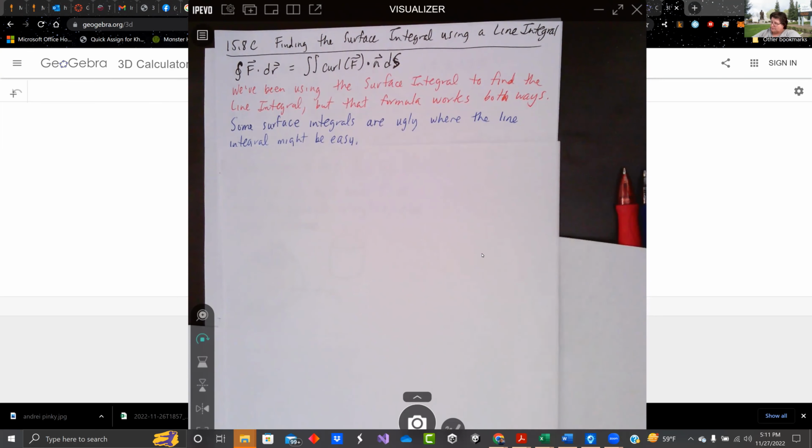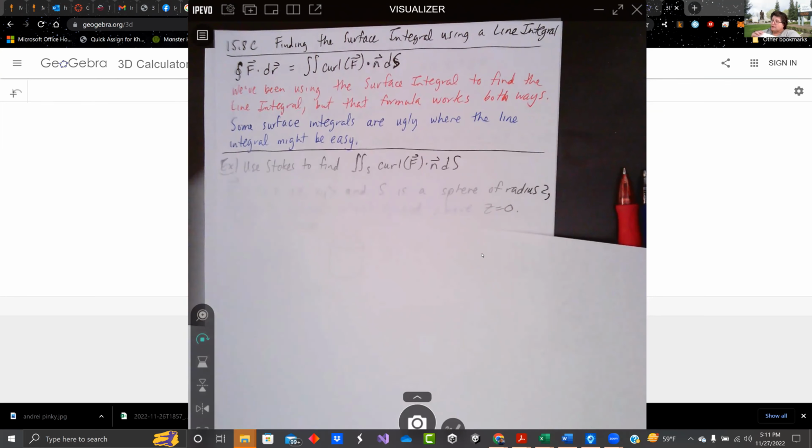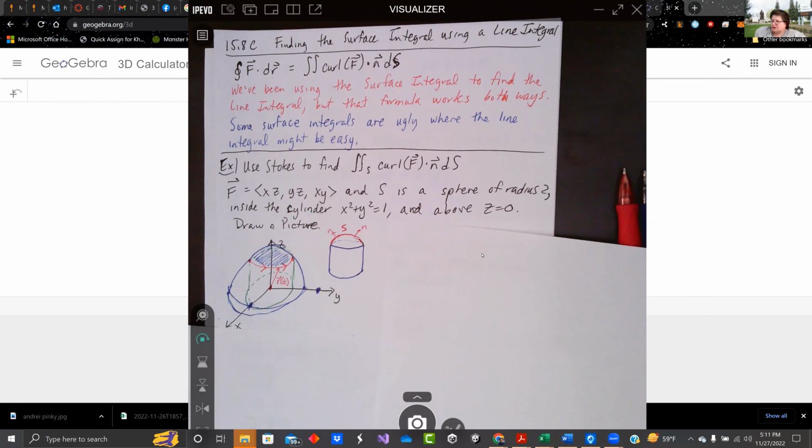So for this example, we're going to use Stokes' theorem to find the integral of the curl of F dot n dS, where F has xz in the i direction, yz in the j direction, and xy in the k direction. And S is the part of the sphere of radius 2 that is inside the cylinder x squared plus y squared equals 1 and above z equals 0.